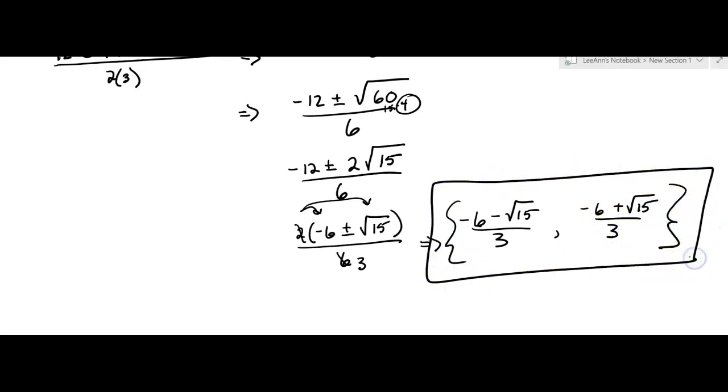So that one's a little bit different because we get irrational numbers for the answer.